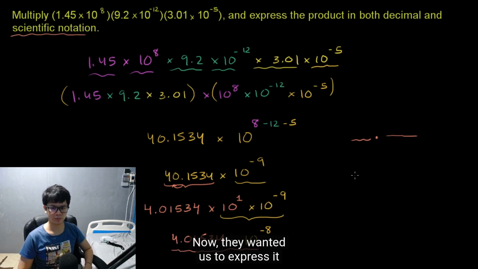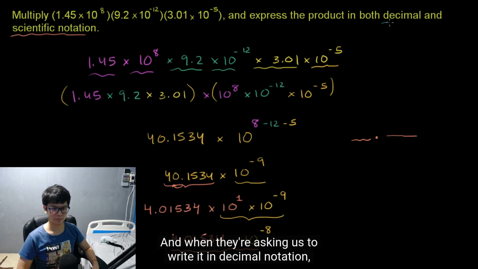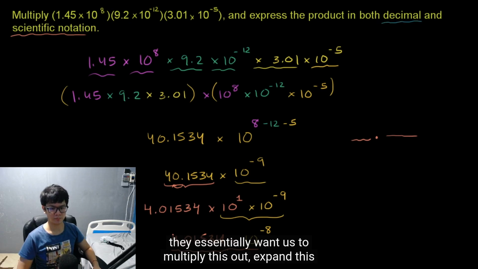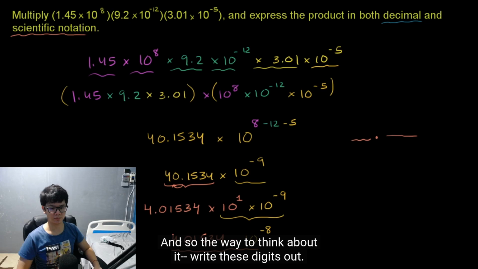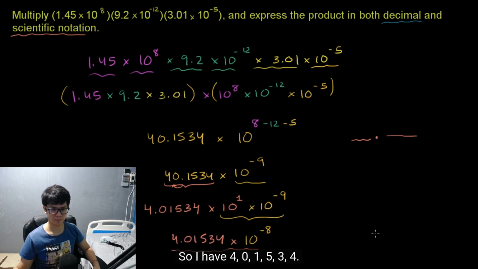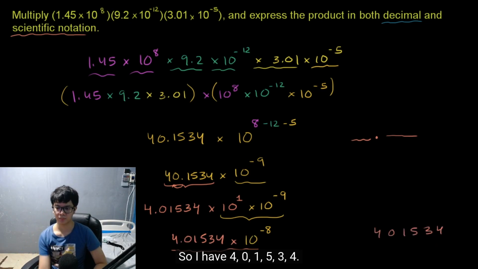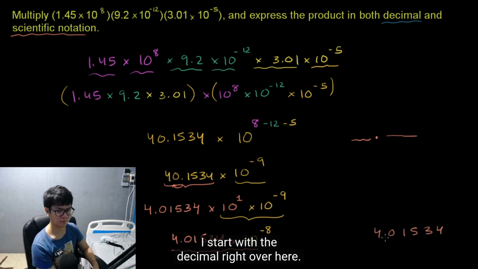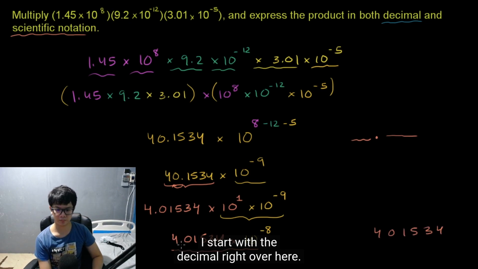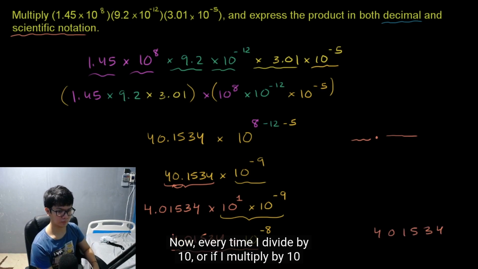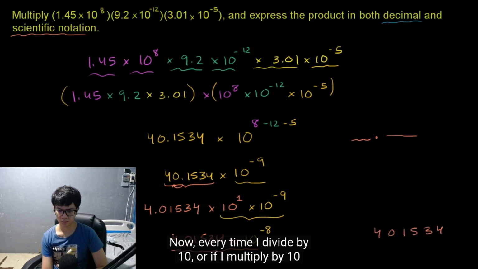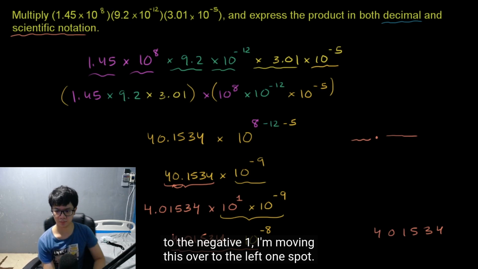Now they want us to express it in both the decimal and the scientific notation. They're asking us to write it in decimal notation. They essentially want us to multiply this out, expand this out. And so the way to think about it, write these digits out. So I have 4, 0, 1, 5, 3, 4. And if I'm just looking at this number, I start with the decimal right over here. Now every time I divide by 10, or if I multiply by 10 to the negative 1, I'm moving this over to the left one spot.